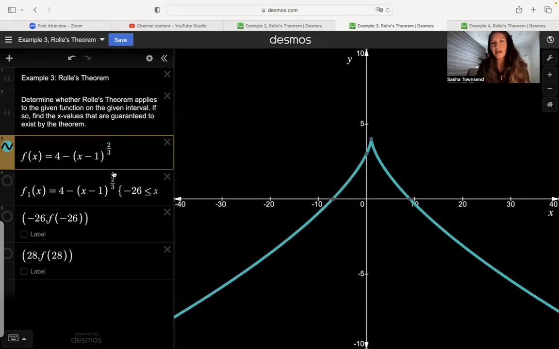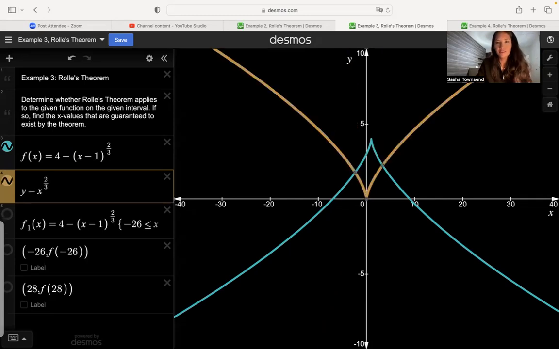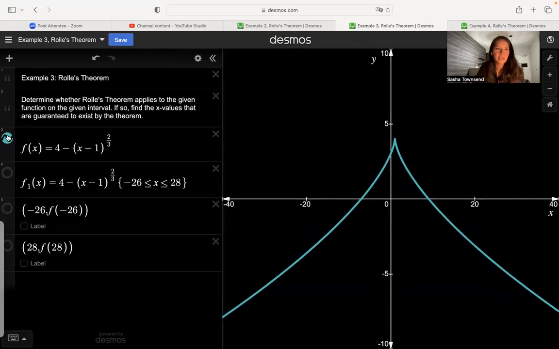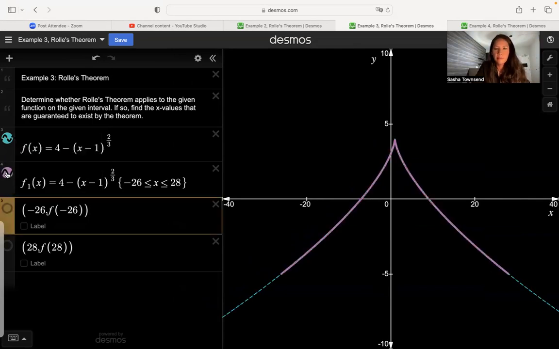If we're looking at it on its entire domain, the domain is all real numbers. So from -infinity to infinity, we get something that looks like this. Again, it's just a transformation of y equals x to the 2/3, which looks like that. But again, we've shifted it 1 unit to the right, we flipped it upside down, we added 4, and that's how we got this new function. But we're not interested in the whole thing. We're only interested in the part of the function on the interval from -26 to 28. So I'm going to change this to a dotted line. And I actually like to make it a little bit thinner when it's dotted. But this is the part of the function that we're interested in.